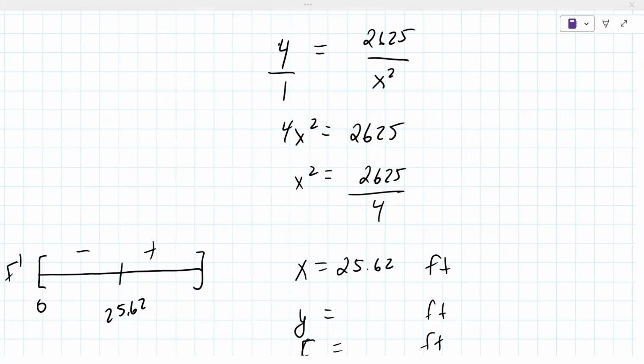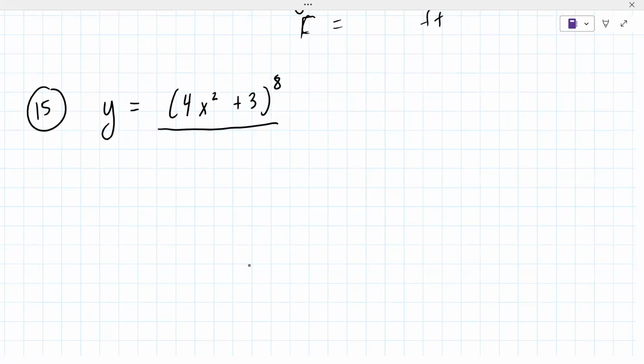Okay. Next problem I see is 15. Does that look right to you? Yeah. Y equals 4x squared plus maybe 3 power of 8 over 3x minus 5 to the power of 10, maybe? I think it's 4 squared. Oh, yeah. Four squared plus. It gets really grainy when I zoom in. Yeah, mine too.